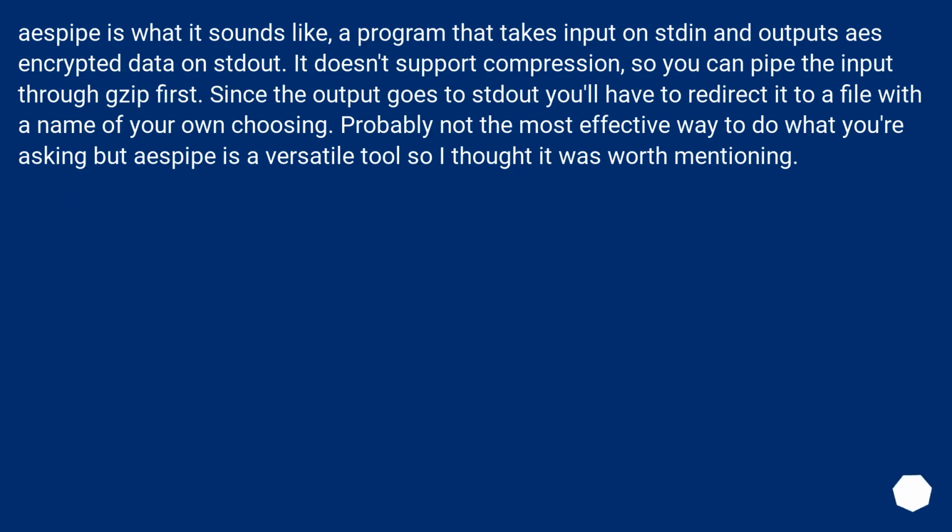spipe is what it sounds like, a program that takes input on stdin and outputs encrypted data on stdout. It doesn't support compression, so you can pipe the input through gzip first. Since the output goes to stdout, you'll have to redirect it to a file with a name of your own choosing. Probably not the most effective way to do what you're asking, but gzip is a versatile tool, so I thought it was worth mentioning.